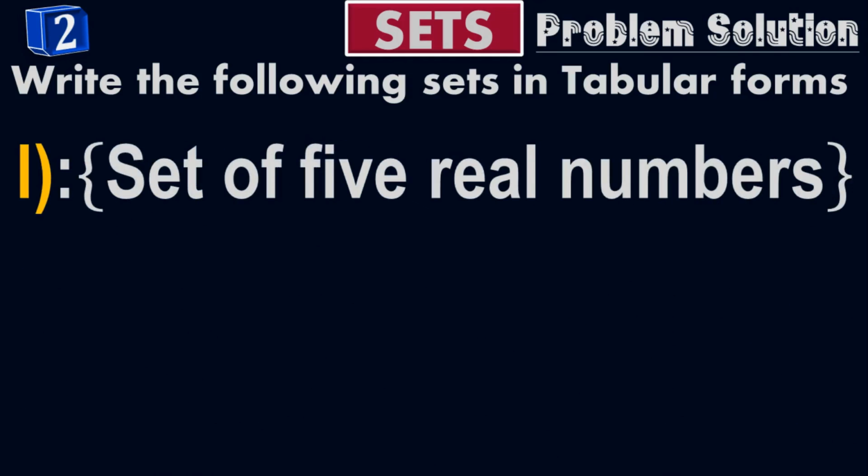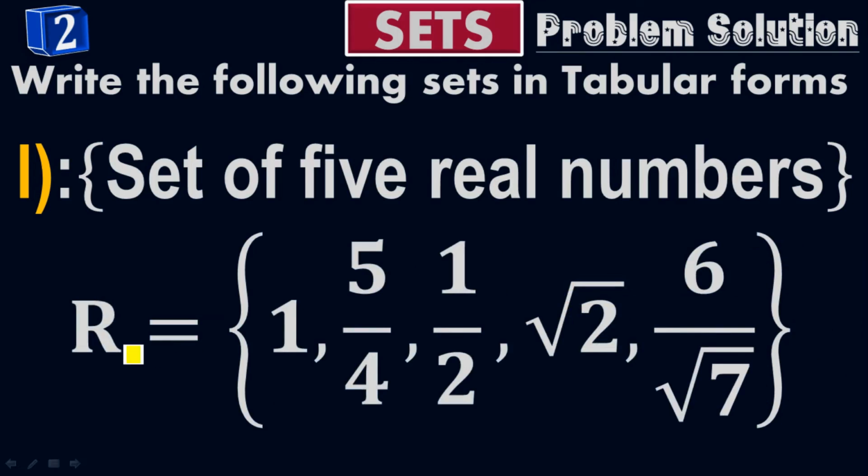Part L. Set of 5 real numbers. Part L is the set of 5 real numbers. So what will be the tabular form for L? This will be the tabular form. R equals 1, 5 over 4, 1 over 2, 2 under root, 6 over 7 under root. These are 5 real numbers.